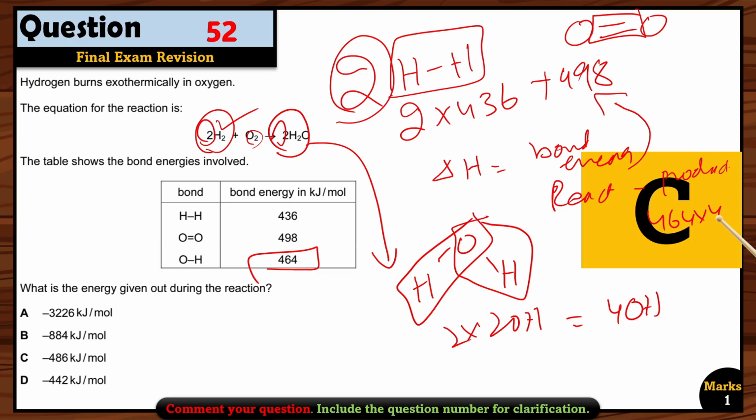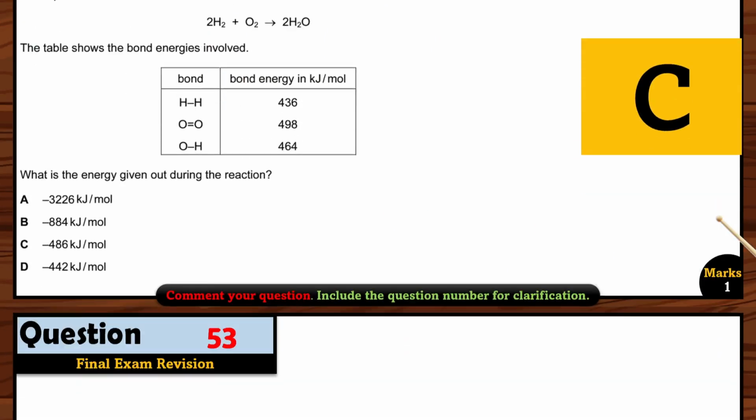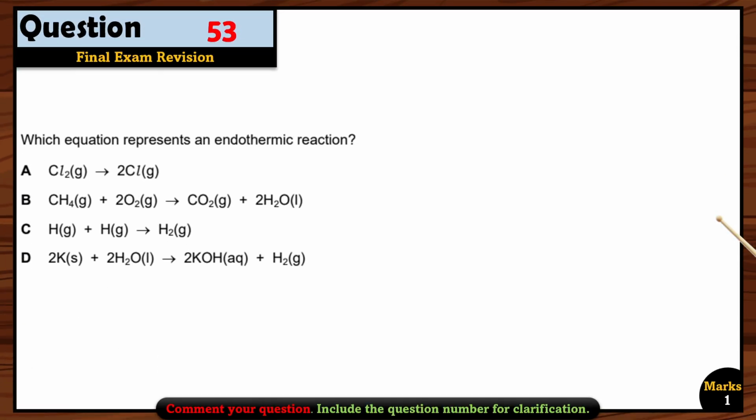Okay. So remember what you have to remember. Don't forget the coefficients. And the second, always draw the structure formula to know the type and the number of the bonding. Let's see another question. Question 53. Which equation represents an endothermic reaction? So now if the student looks at this question, they will usually be confused about how they will know which one is the endothermic reaction.